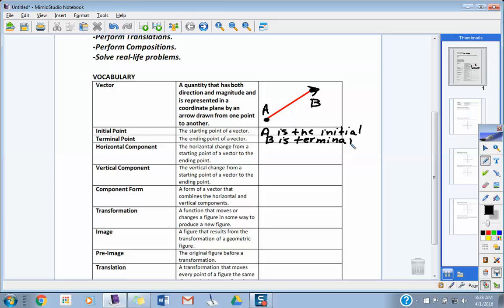Okay, so here we go to this idea of what we call the horizontal component. Let's see, horizontal, is that left and right or up and down? Left to right. Horizontal component is simply the horizontal change from the starting point of a vector to the ending point. It's basically how far left or right do I move. So if I was going from A to B in this one here, I would move a certain distance right to get to B, wouldn't I? Okay, so I'm just going to write down, it's just the change on which axis, X or Y. So it's a change in X. So what do you think vertical component's going to be then? It's the change in Y.